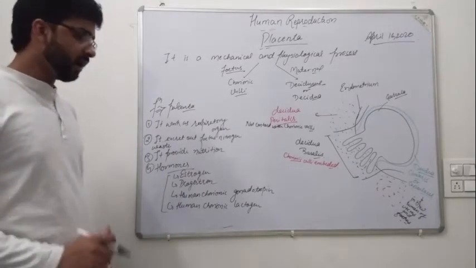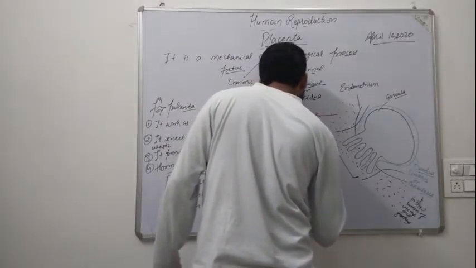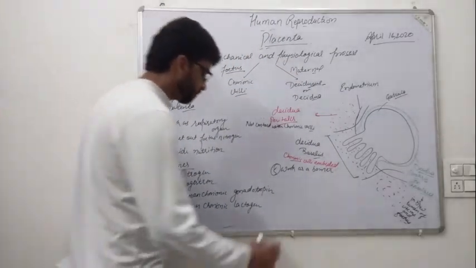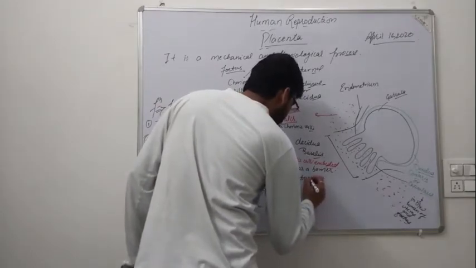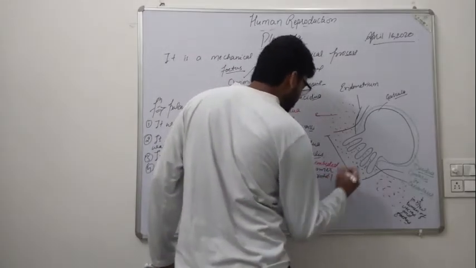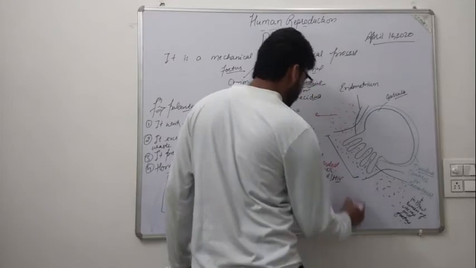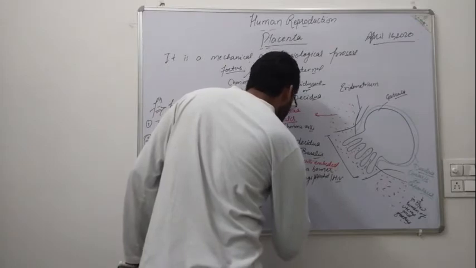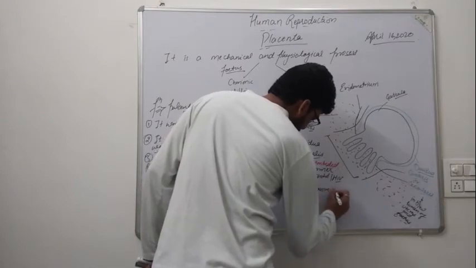Placenta also works as a barrier, but except some kinds of drugs, alcohol, AIDS virus, HIV, they are never prevented by this. Rest of it works as passive immunity.